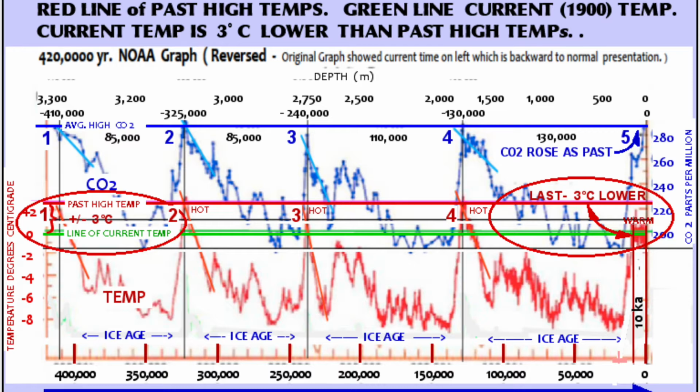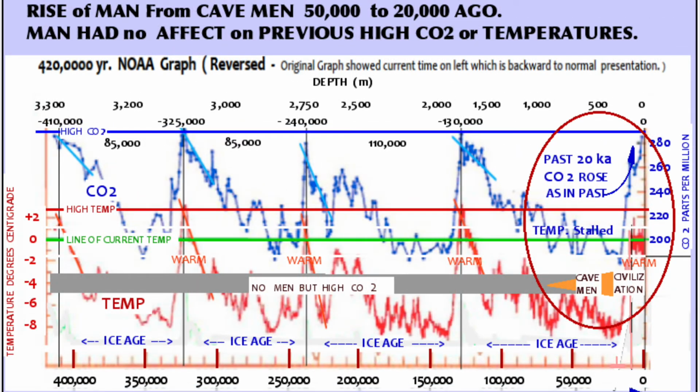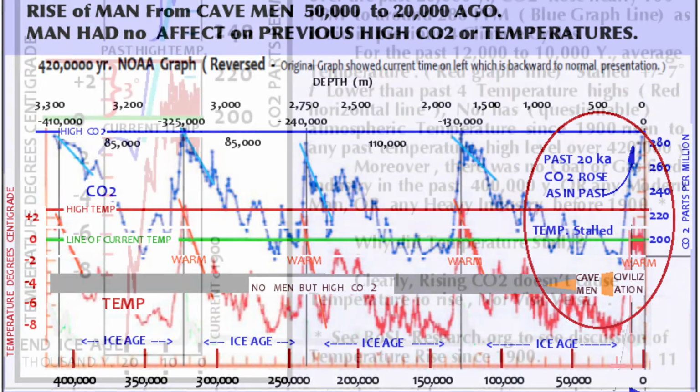But even though CO2 rose to about the same amplitude in all 4 cycles, including over the recent 12,000 to 10,000 years, however, temperature has stalled 7 degrees Fahrenheit lower than the past high temperatures. For a long-term perspective, the advent of modern man from cavemen only occurred over the past 20 to 15,000 years. Obviously, man had nothing to do with any of the rises of CO2 in the past high levels.